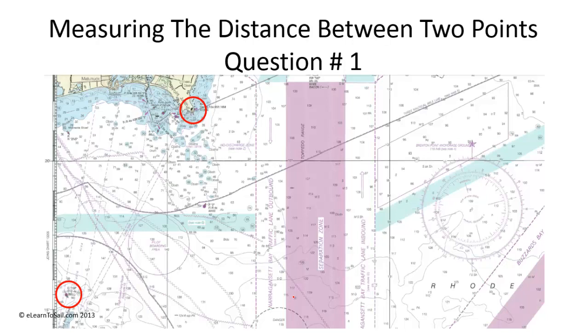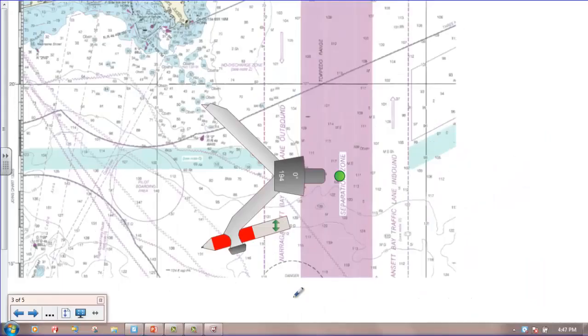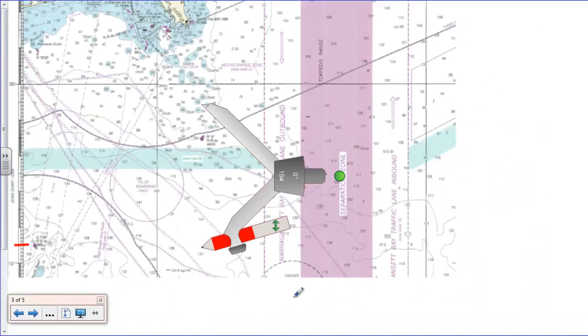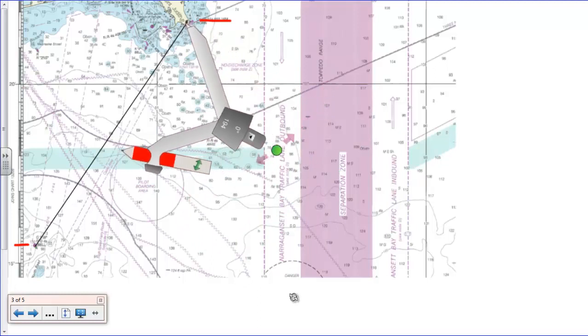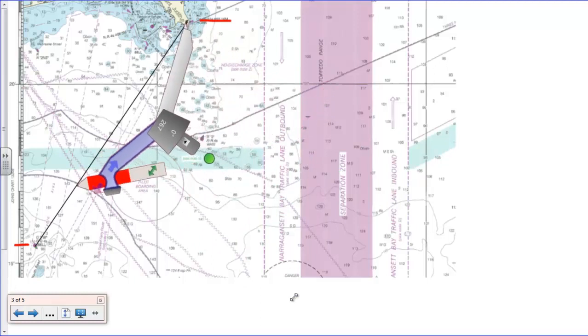So pause the video until you've found those 2 points and then continue to play the video as we measure that distance. Okay, so here is our one light and here is our second light. We want to measure the distance. So the first thing that we want to do is draw a line between these 2 points, as you see I have done here. We want to take our dividers and we want to measure that full distance.